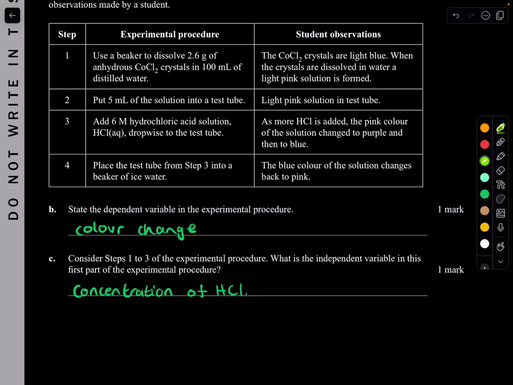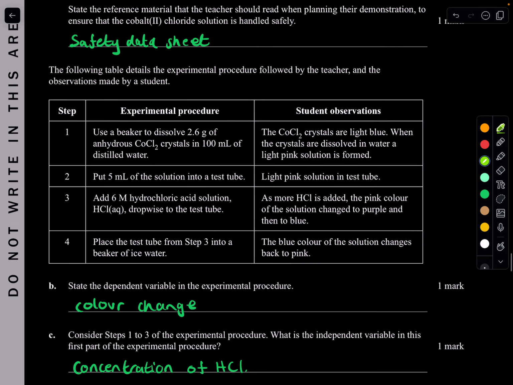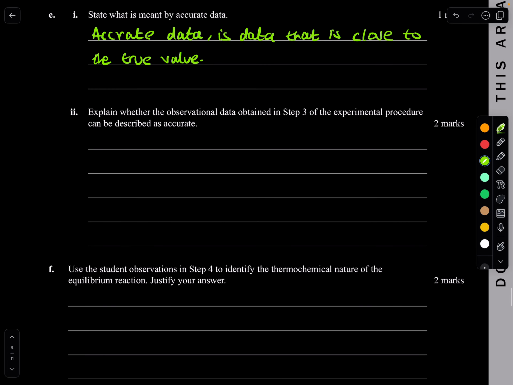If we have numerical data, then we can compare it to the actual true value, and hence determine if it's accurate or not. But if it's a qualitative analysis, we're just observing a color change, and someone might be colorblind. So it's not one of the best tests. It's not very accurate, and we can't even compare the observed value to any accurate value. So it's very not accurate. 2 marks.